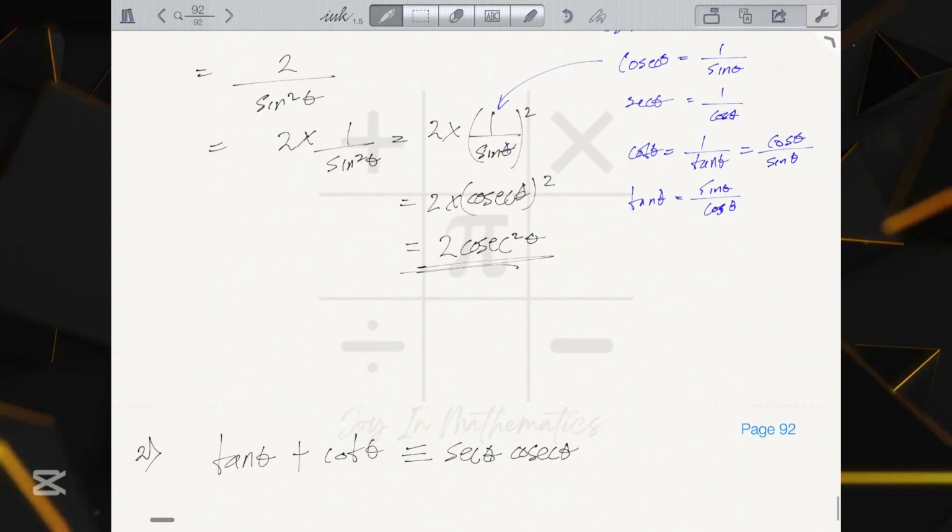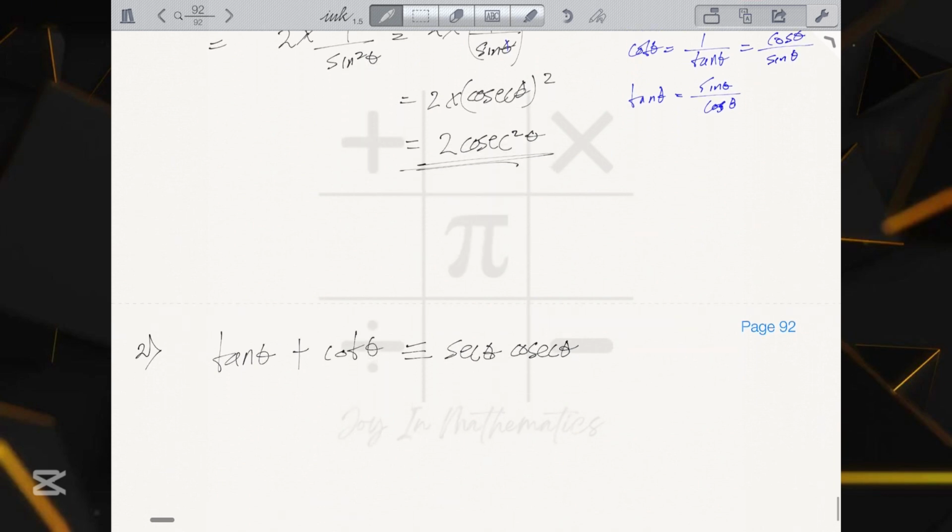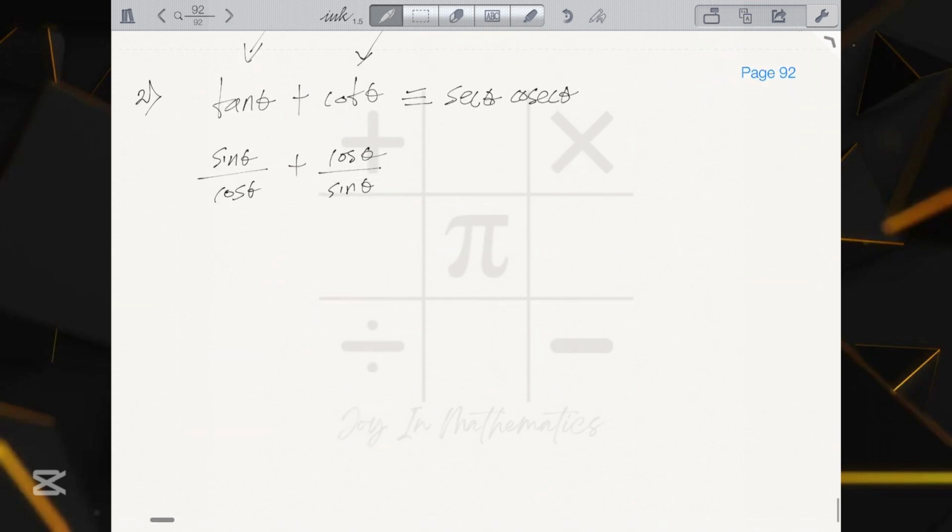Now let's look at tan theta and cot theta. If you recall from here, we have that tan theta is equal to sine theta divided by cos theta, and cot theta is equal to cos theta divided by sine theta. So let's make those substitutions. Tan theta is equal to sine theta divided by cos theta, and cot theta is equal to cos theta divided by sine theta. So now let's simplify further. Remember, we are going to sec theta cosec theta.